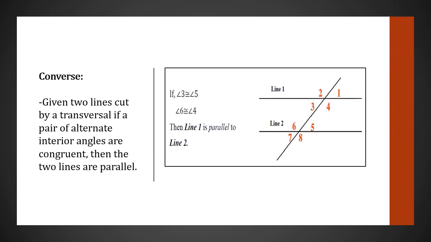given two lines cut by a transversal. If a pair of alternate interior angles are congruent, then the two lines are parallel. If angle 3 is congruent to angle 5 and angle 6 is congruent to angle 4, then line 1 is parallel to line 2.